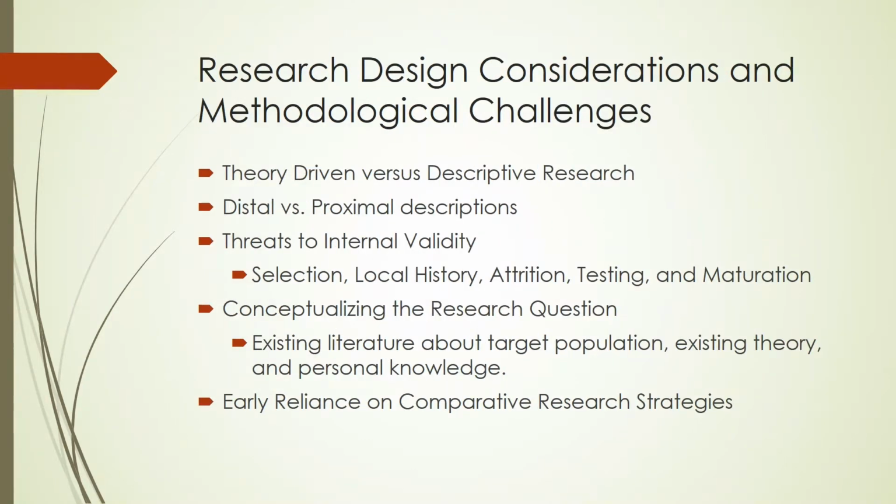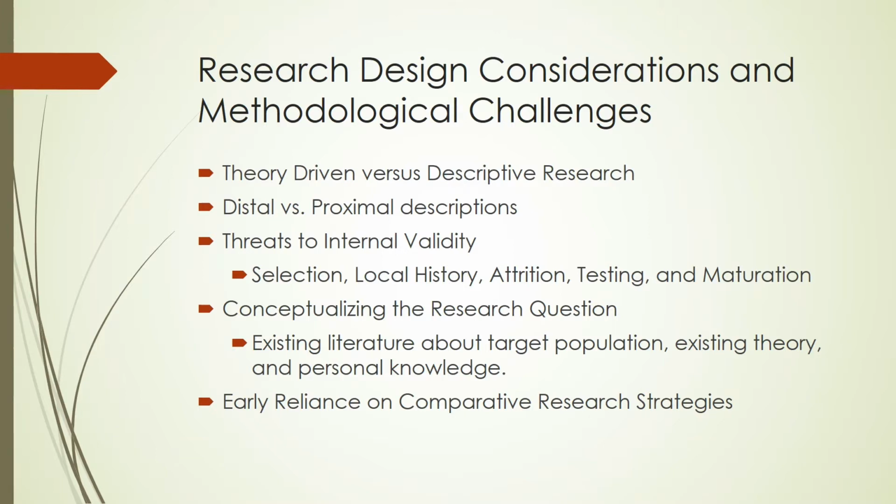And this leads us into research design considerations and methodological challenges. Is our research theory-driven or more descriptive in nature? Are we using distal explanations like race, culture, ethnicity, where somebody can check a box on a survey, or more proximal descriptions like racial identity, worldview, or values? What are the threats to internal validity, like selection, local history, attrition, testing, and maturation? And how are we conceptualizing our research question?